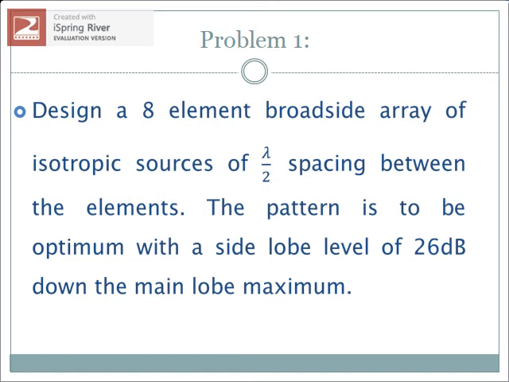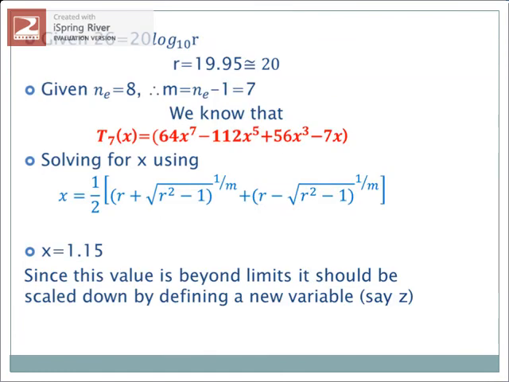Here the array is an 8-element broadside array, so the number of elements is 8, and the spacing between antenna elements is λ/2, that is d equals λ/2. Then we can find the value of R, because it is given in dB as 26 dB. So 26 equals 20 log R to the base 10. Then we calculate R as 19.95, which can be approximated as 20.